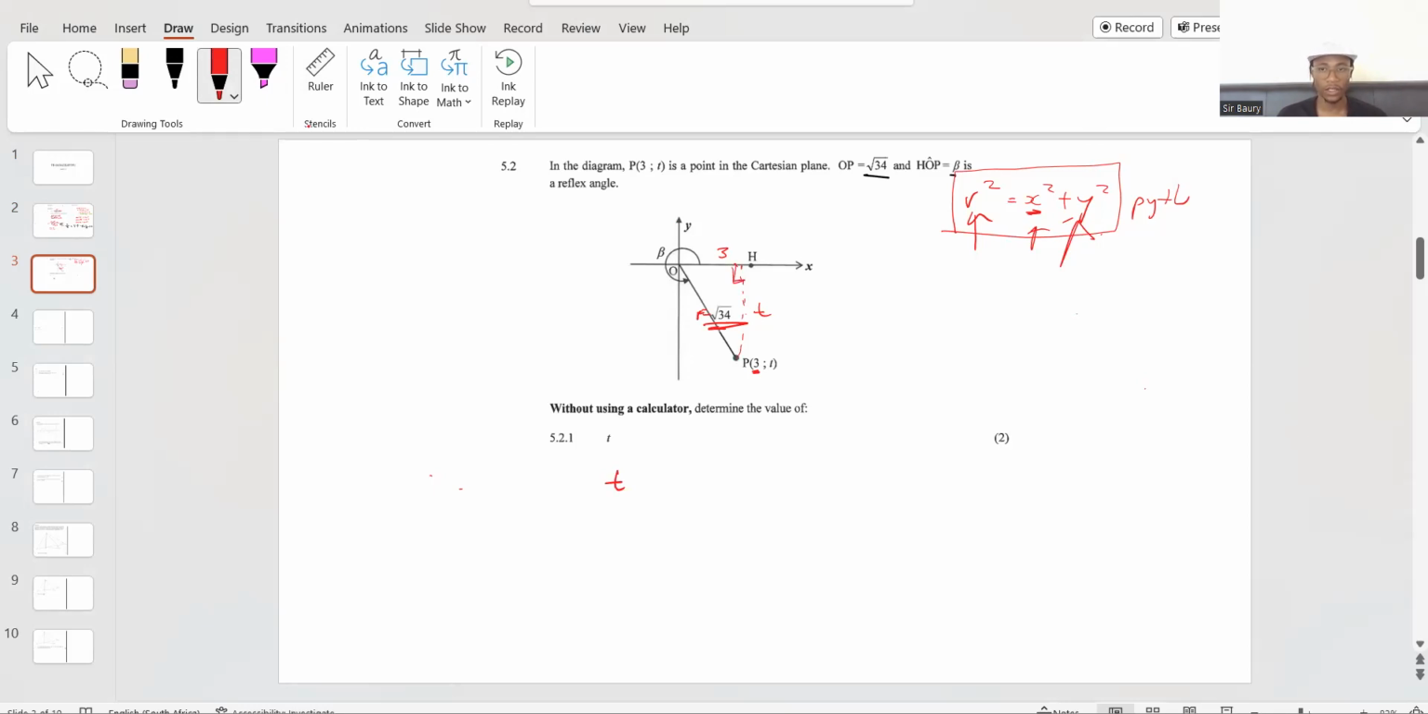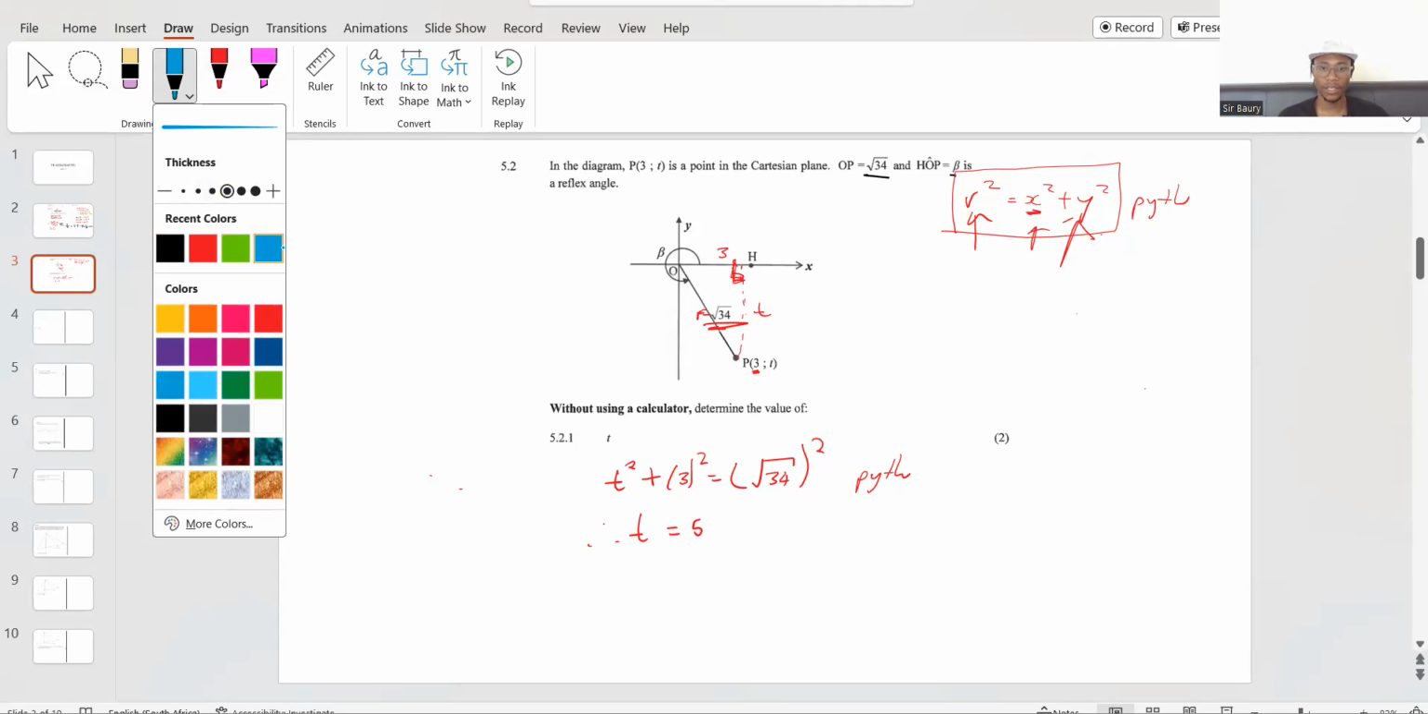Every time you have a question like this, you're going to sketch a perpendicular height. So I have t squared plus the other side, 3 squared, is equal to the hypotenuse side, which is the root of 34, all squared. This is Pythagoras' theorem. I'm using Pythagoras because there's a right angle there. So when I solve this, I'm going to get t being equal to 5.